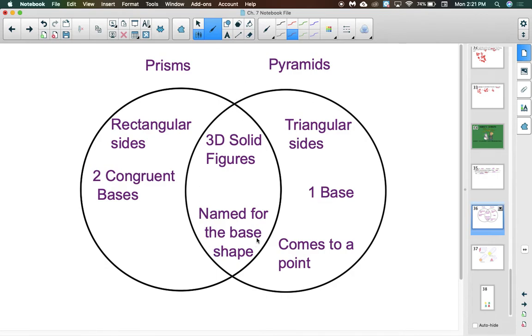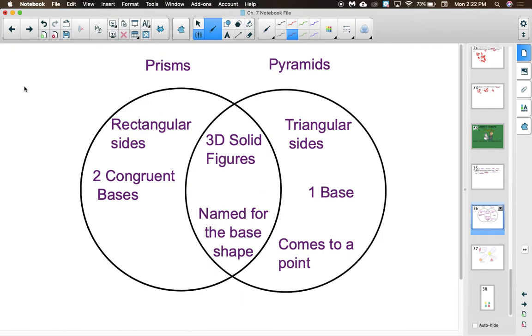So similarities first. Both prisms and pyramids are three-dimensional solid figures. So it's very hard to show them on paper. You have to do a very, very fancy 3D drawing. We can handle it. It's not too bad. But we do have to draw them with perspective drawing to get that third dimension in there. They're both named for the shape of their base. Okay, that's a very important note.